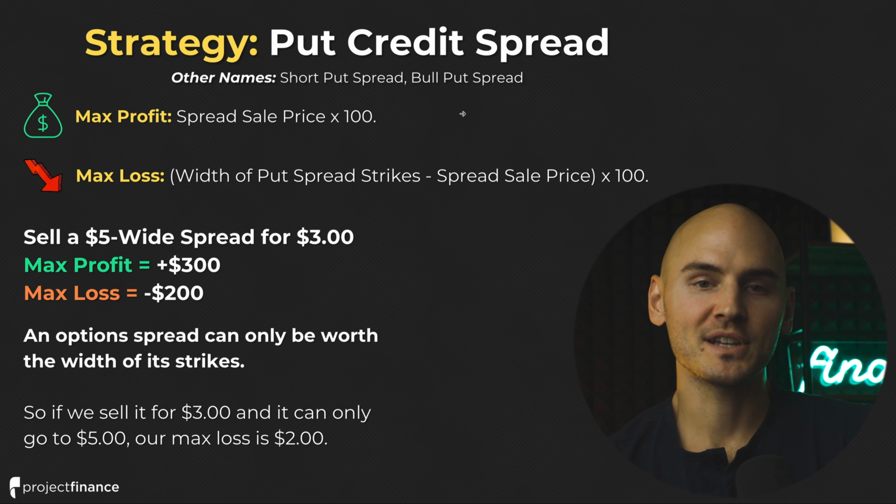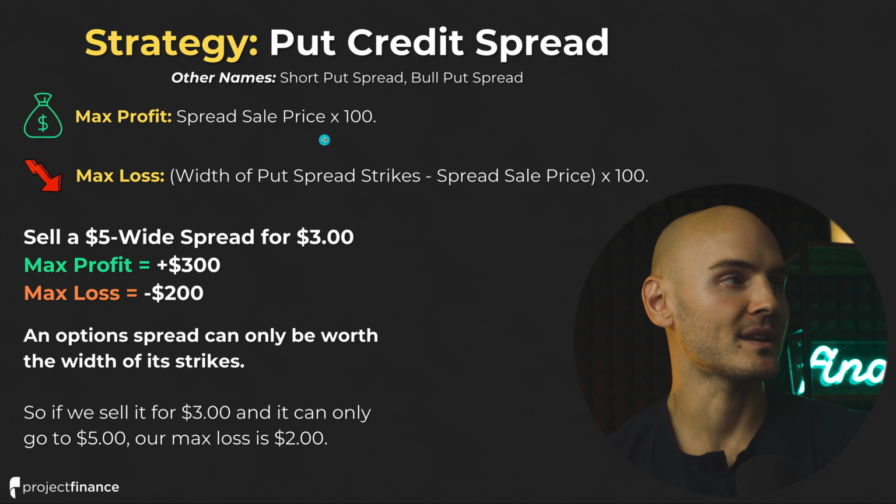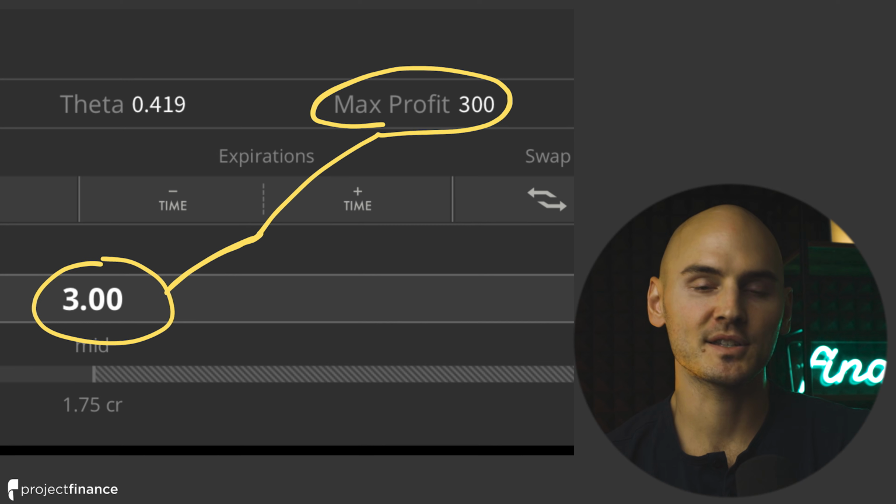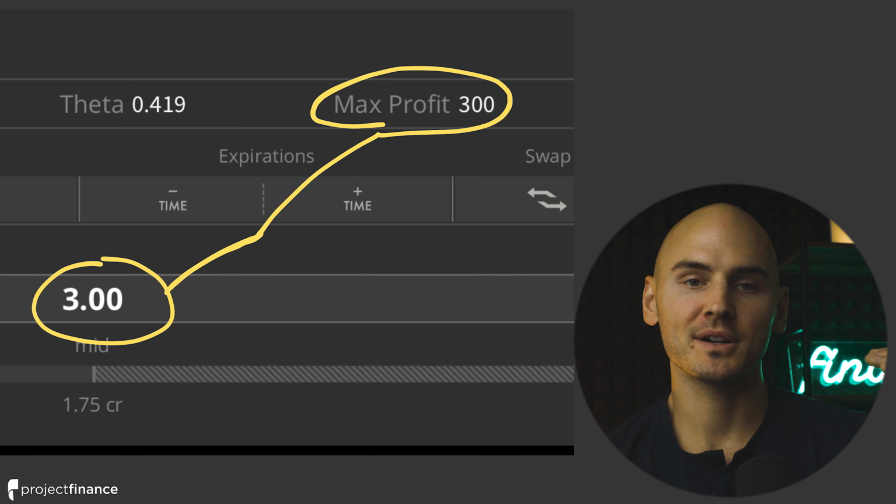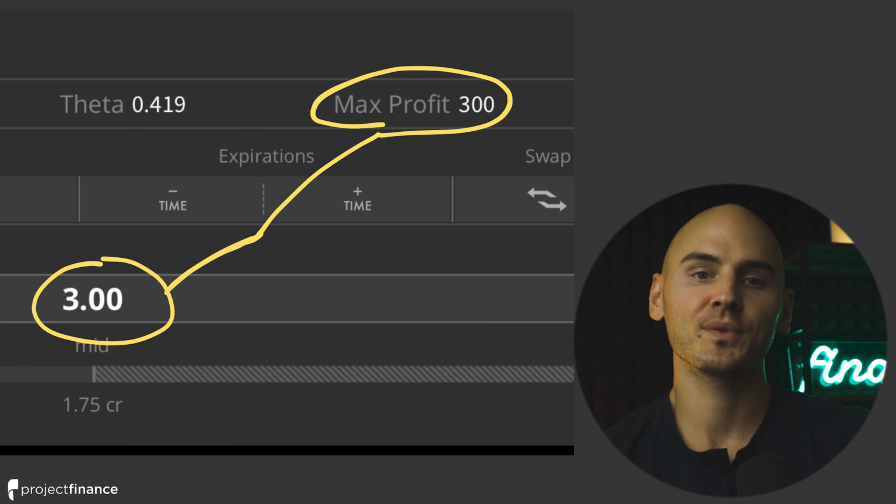The maximum profit potential of the put credit spread is the amount that you collect when selling the spread. So for example, if we enter a spread with a price of $3, that means we are actually collecting $300 into our accounts, and that will be the max profit of the spread.